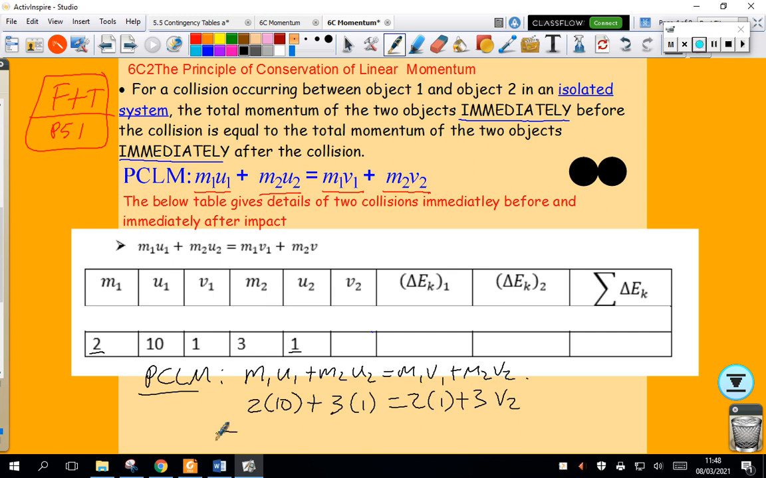So fairly straightforward from here. It's just a linear equation. On the left we're going to get 23, and on the right we're going to get 2 plus 3 times v2. Excuse me.